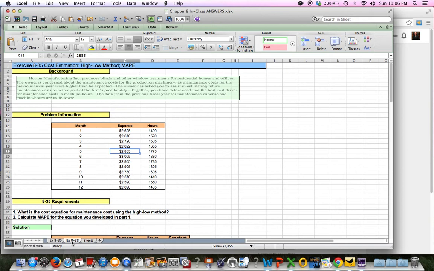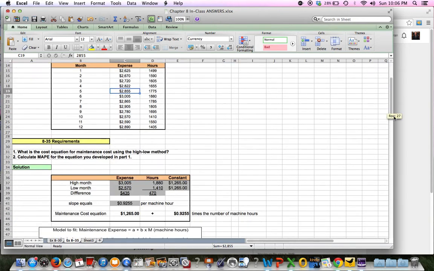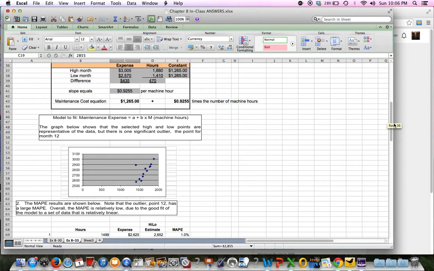The data from the previous fiscal year for maintenance expense and machine hours is as follows. And you can see what those numbers are right there. And so we've got expense and hours for the full 12 months of the year. And so for question 1, what's the cost equation for maintenance cost per unit doing the high-low method? That's really the only method we're going to worry about, is the high-low method.